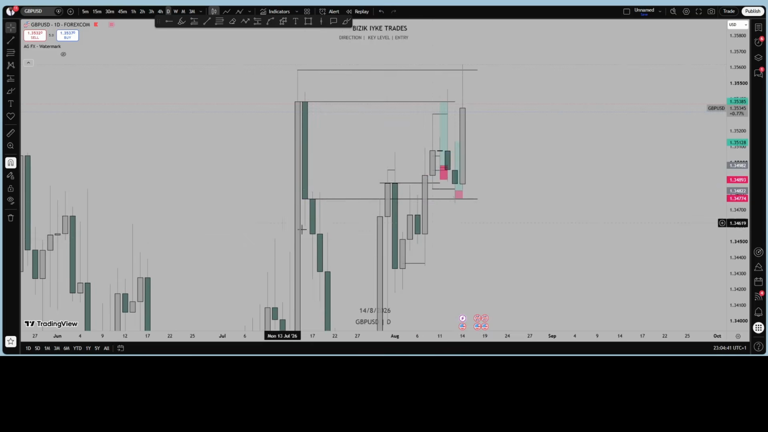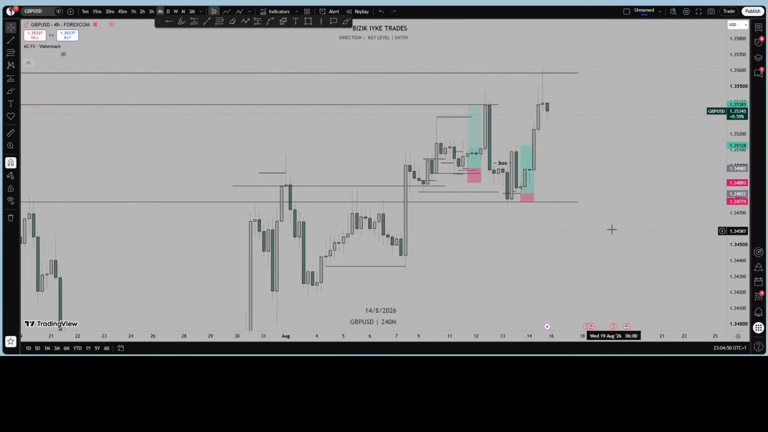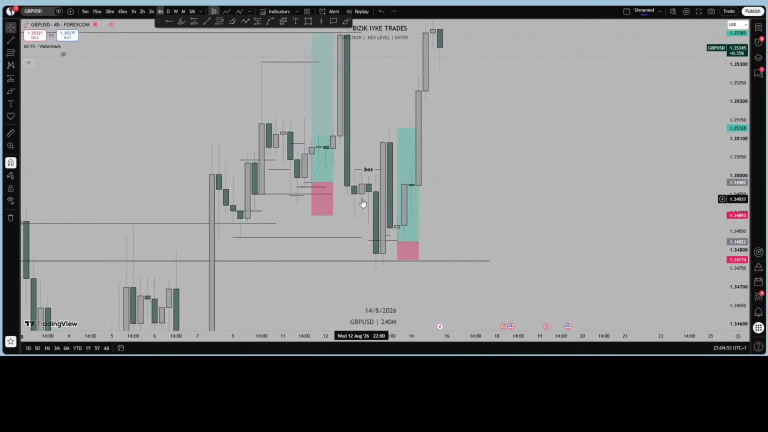Now after price closed above this key level, all I needed to do is confirm if this bias is still bullish. So I went to the 4 hours time frame. On the 4 hours time frame, we had a break of structure to the upside. Can you see? This was a nice break of structure to the upside. This is how you confirm your bias.